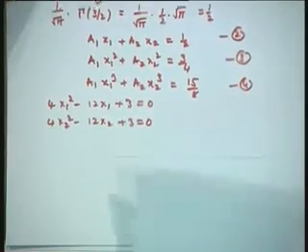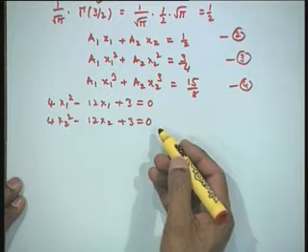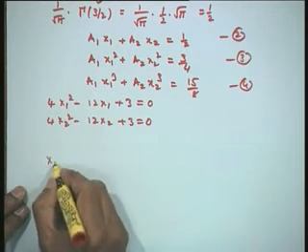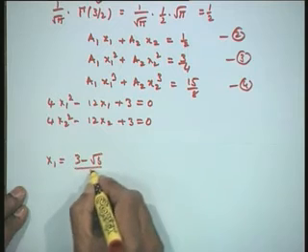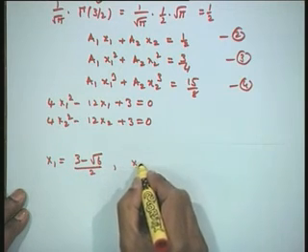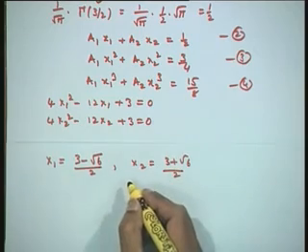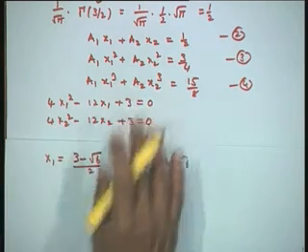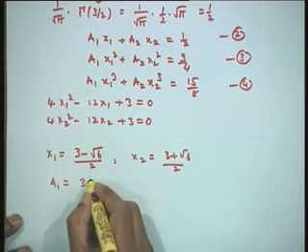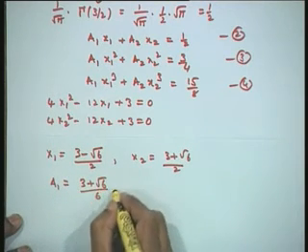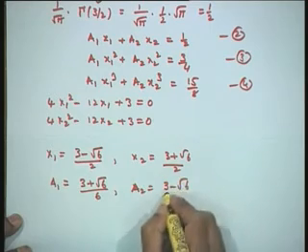Obviously, because of the structure of the formula, one will be one of the roots, the other will be the other root. Therefore, the two roots are x1 is (3 minus root 6) by 2, and x2 is equal to (3 plus root 6) by 2. Then I substitute back the values and get my values of a1 and a2. a1 is (3 plus root 6) by 6, a2 is (3 minus root 6) by 6.